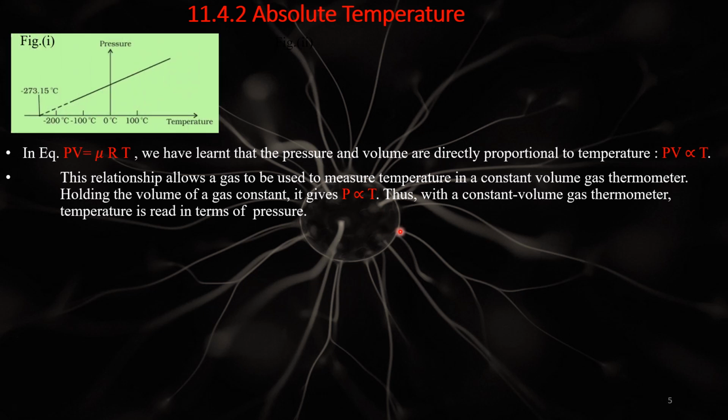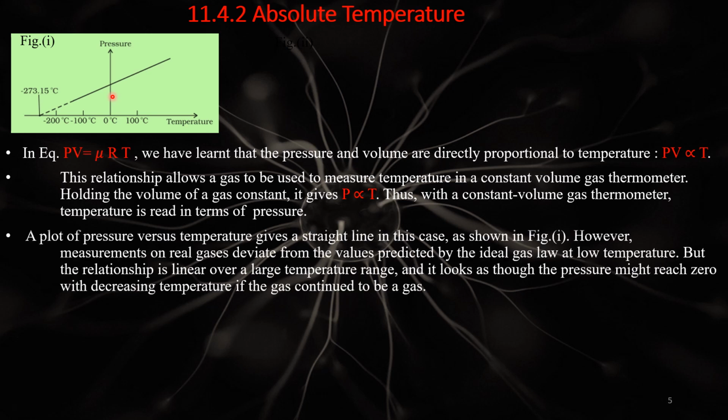Figure 1 on the screen shows a plot of pressure versus temperature. Temperature is on the x-axis and pressure is plotted on the y-axis. This is for low density gas kept at a constant volume. Thus, a plot of pressure versus temperature gives a straight line, as shown in figure 1.